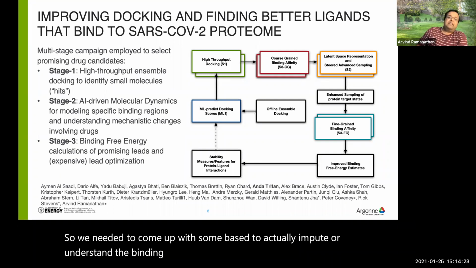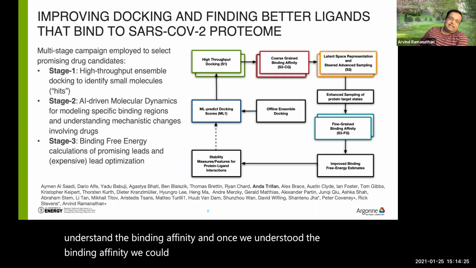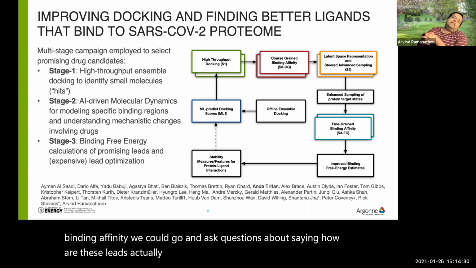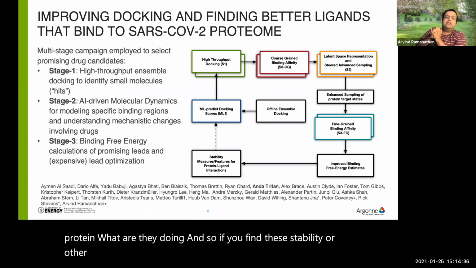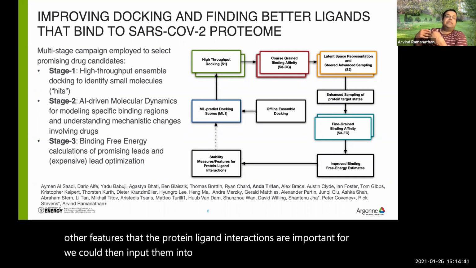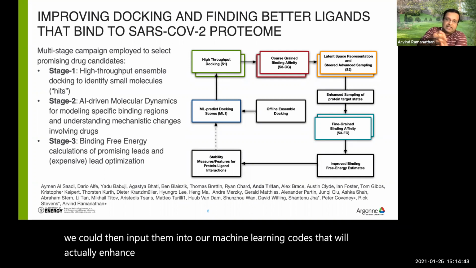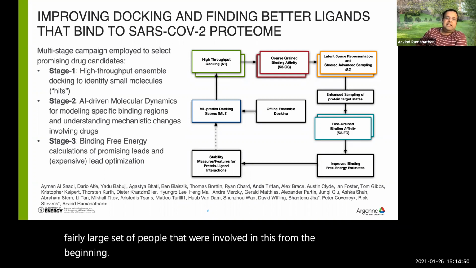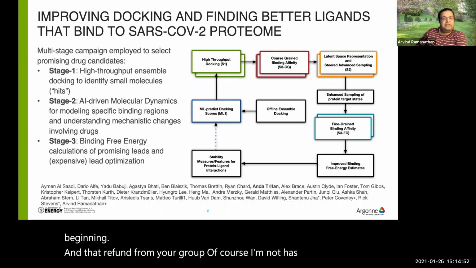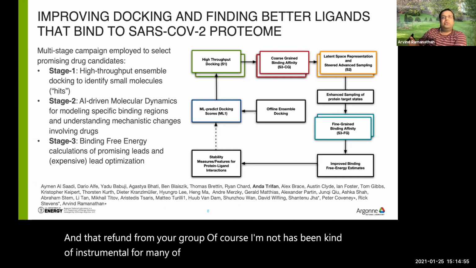And once we understood the binding affinity, we could ask questions like, how are these leads actually interacting with the different parts of the protein? What are they doing? If we find stability or other features that the protein-ligand interactions are important for, we could then input them into our machine learning codes, which will enhance the performance of this. As you can see, a fairly large set of people were involved in this from the beginning, and Rifan from your group, of course, Ahmad, has been instrumental in many of the different stages as we run through them.